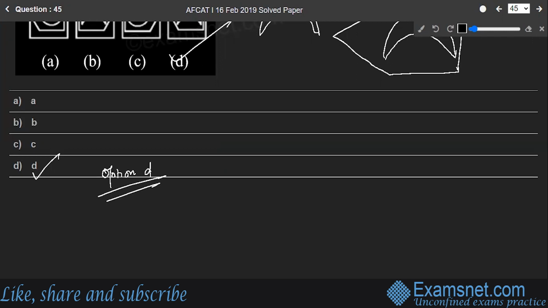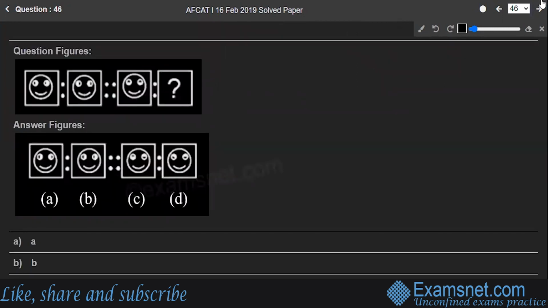Let's move to the next question, number 46. So you have a smiley face in the first two cases. There is a relationship, and the same relationship exists over here. You have to find out what will come at the place of the question mark.